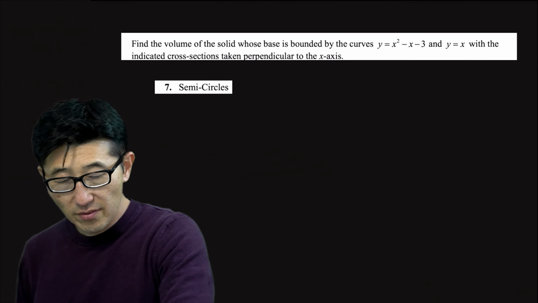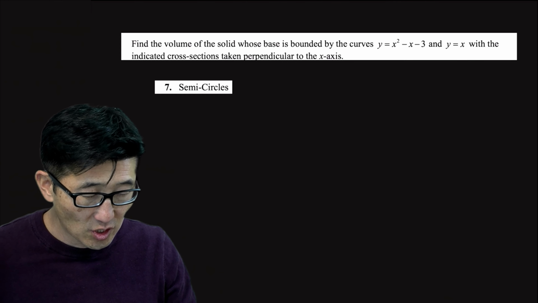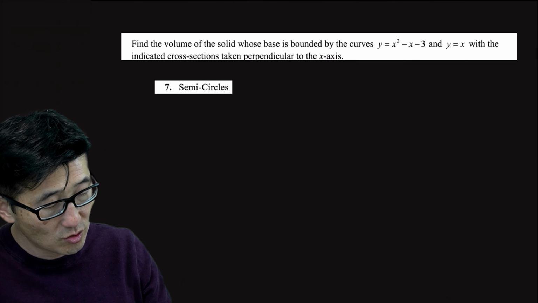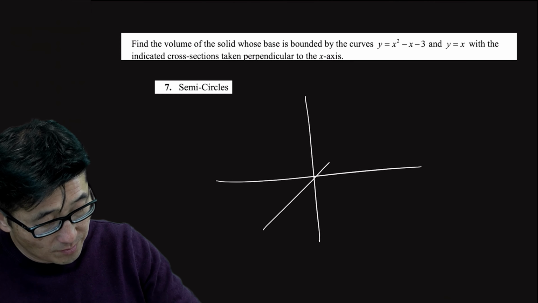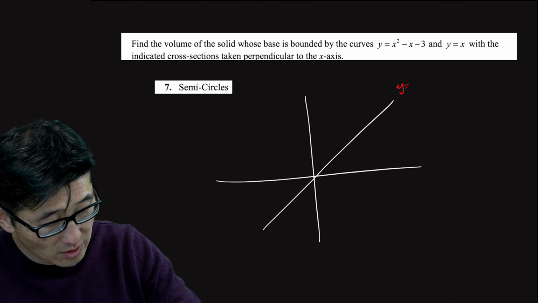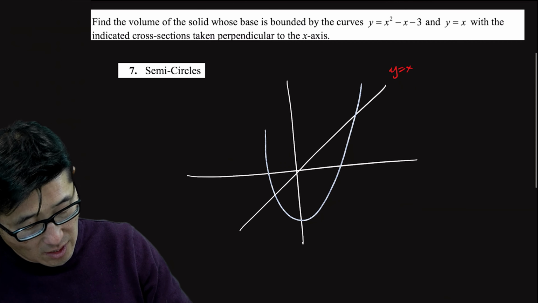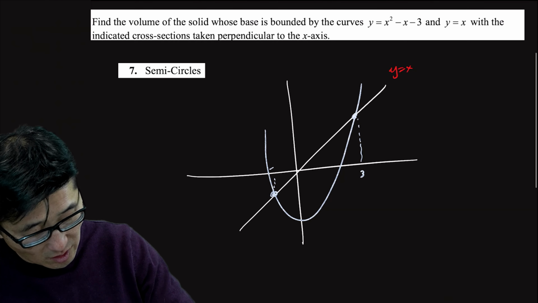All right, this is number 7. Semicircles. Find the volume of the solid whose base is bounded by the curves y equals x squared minus x minus 3. Okay, we know what the graph looks like. We've done this several times now. So it's basically y equals x and another parabola that does this. And they connect at 3 and -1.